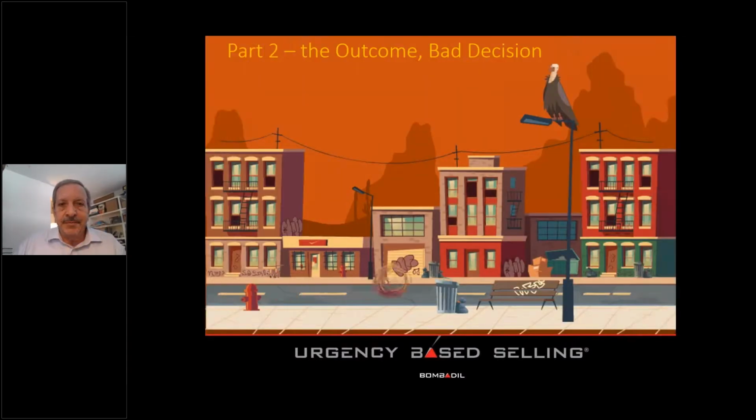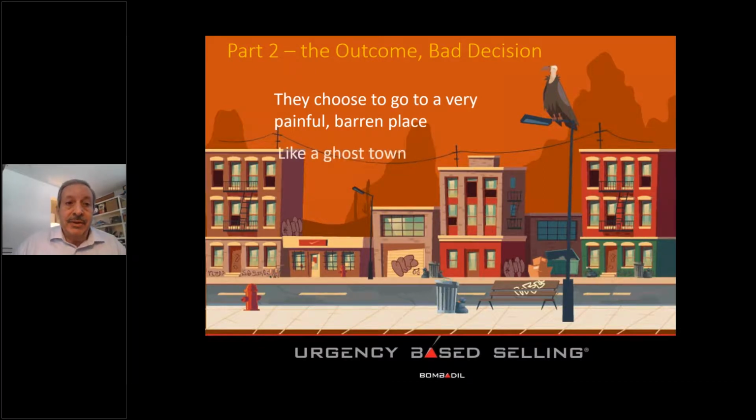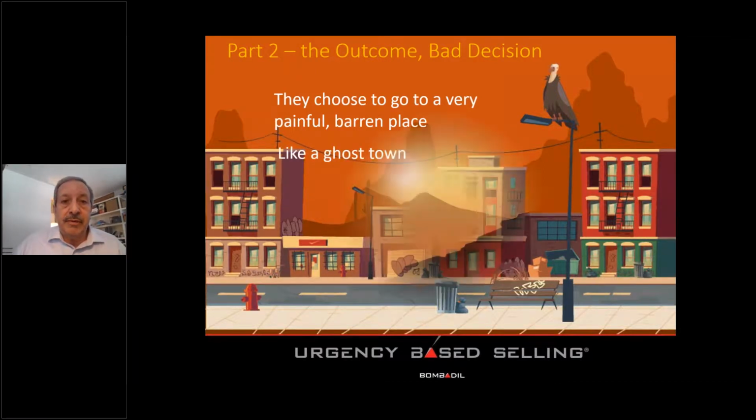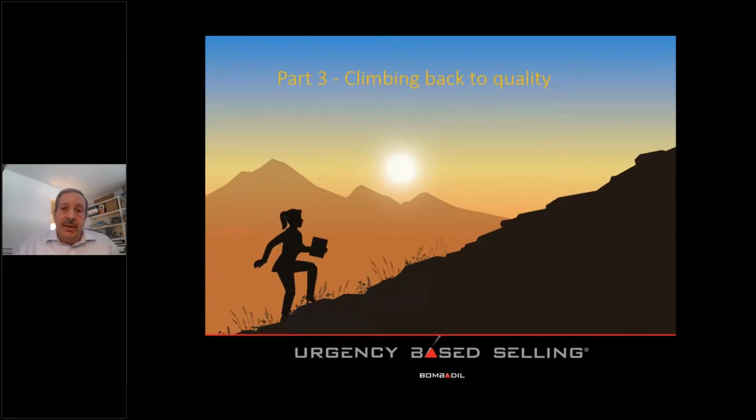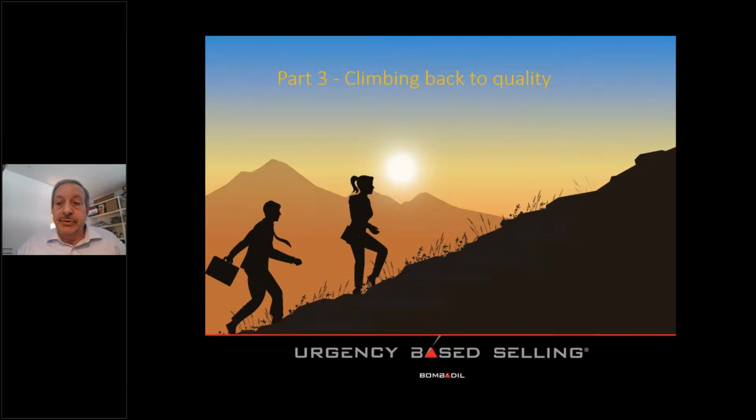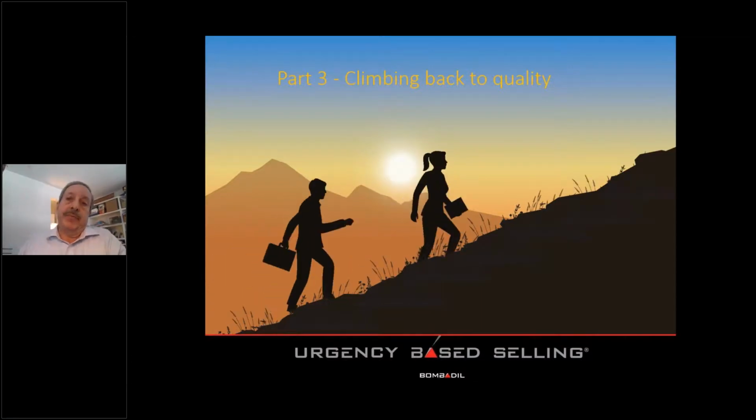What does that look like? Looks like a ghost town. This is where they go when they make a bad decision. It's a painful, barren place. So we have to care about them. We have to care enough about them to avoid the round trip, because eventually, if they're about to make a bad decision, they're going to have to come back up like this.